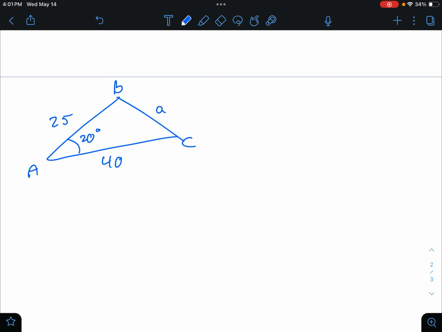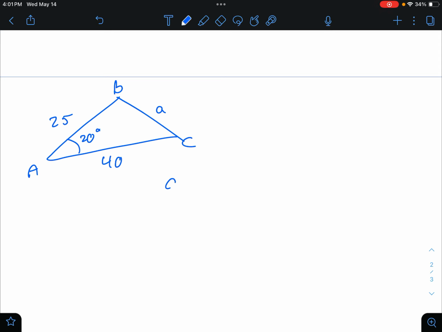So the first one, let's draw this triangle. I'm going to use A, B, and C for this triangle. You could use any letter you want though, it doesn't matter. Okay, so A, B, C. This is going to be 25 over here. This will be 40, 20 degrees. And what we're going to do is we're going to get little a right there. We'll get little a.